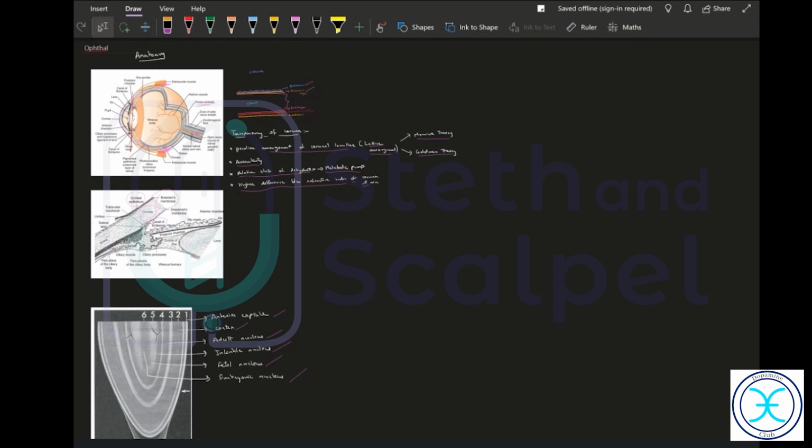Any other thing, like how do you examine a mature cataract patient? You won't be able to do something, so you do something else with respect to ophthalmoscopy.